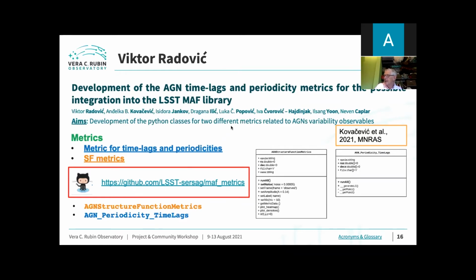Thank you. Hello everyone, my name is Viktor Radovic, and I will report on the current development status of our Pythonic tools that our Serbian in-kind team created in response to the LSST's call for designing metrics for evaluating survey strategies in the context of AGN variability. The accent of this talk is on the developed software environment, for which the scientific justification is given in our paper by Kovacevic et al.